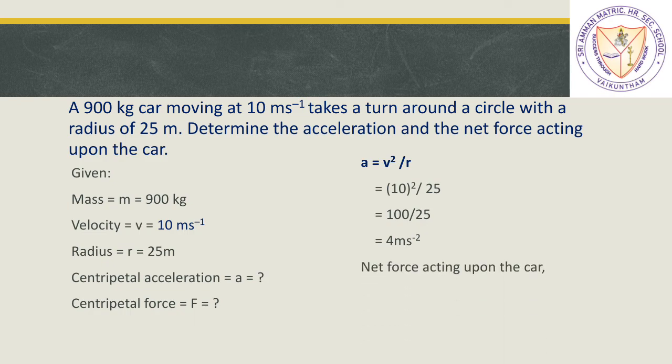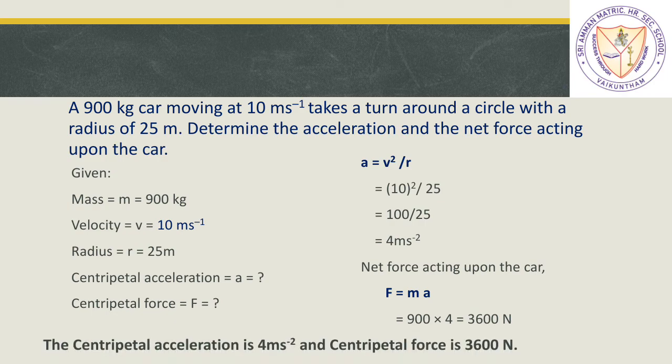Net force acting upon the car: F is equal to ma. m is 900 and a is 4. So it will be 900 into 4. Therefore the total force or the net force is equal to 3600 newtons. So the centripetal acceleration is 4 meter per second square and the centripetal force is 3600 newtons.